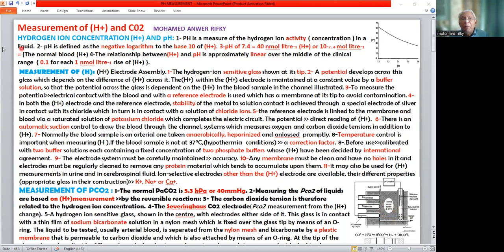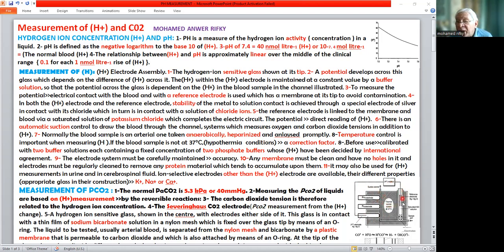There is a potential which develops across the glass, which depends upon the difference of hydrogen ion across it. The sample of blood or urine or CSF has a level of hydrogen, and so a potential is developed. The pH of the inner tube is kept constant by a buffer solution. So the net result is the difference in potential, which will create the circuit when I complete the circuit with a reference electrode. The electrode present in this pH sensitive tube is made of silver chloride in communication with a chloride solution, which is potassium chloride.